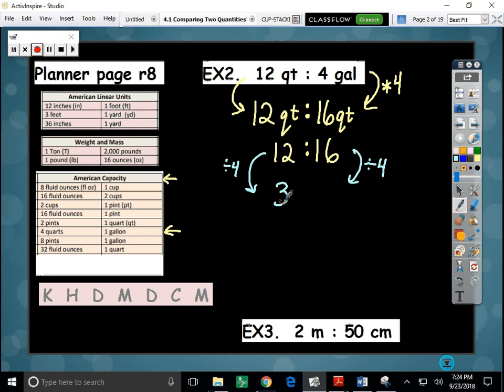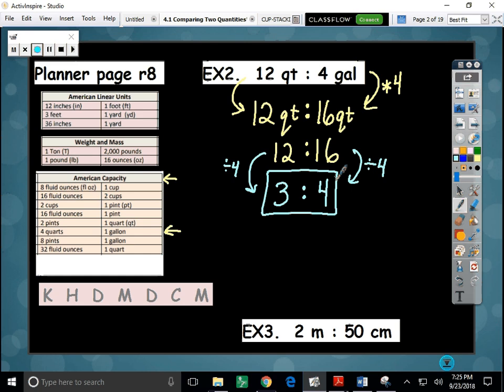Well, 4 times 3 gets me 12, so I'm going to put a 3 as my new reduced or simplified first term. How many 4s go into 16? Well, you'd say to yourself, 4 times 4 is 16, so 4 goes into 16 4 times. You do want to check, can this be simplified any farther? The answer is no. This would be my final answer of my ratio in simplest form.